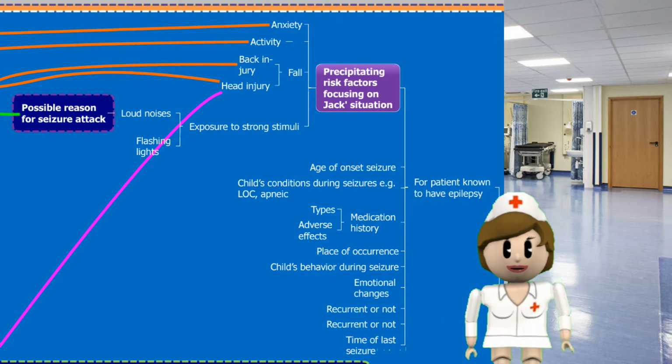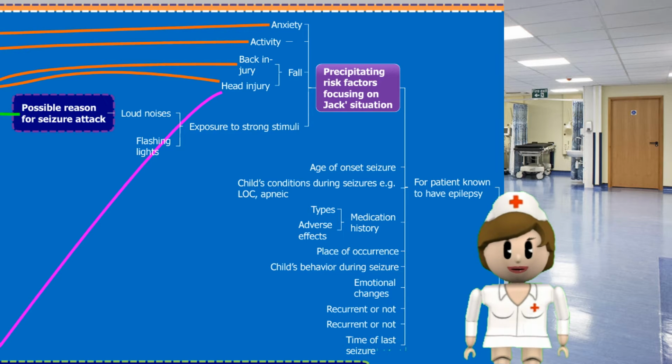Also, we should know about his condition during seizure. For example, did he lose consciousness? Any emotional changes before and after the seizure? Next, we should assess if he has been taking any medications, and we should know about the types and adverse effects. Other than that, assess the place of seizure occurrence.